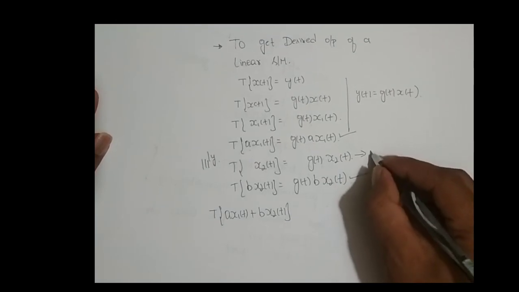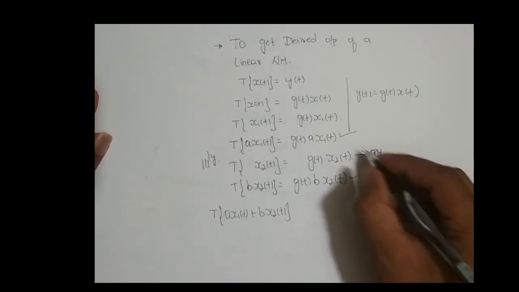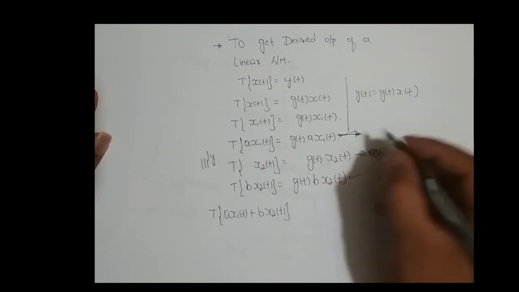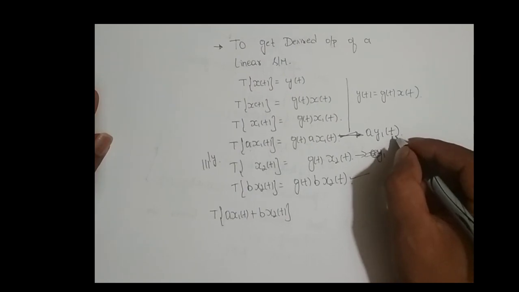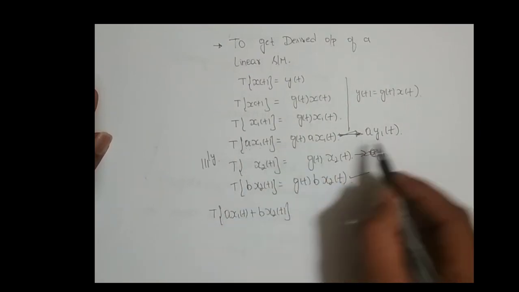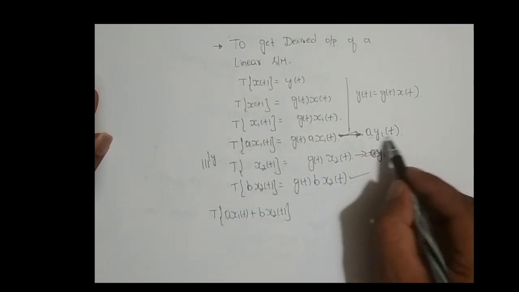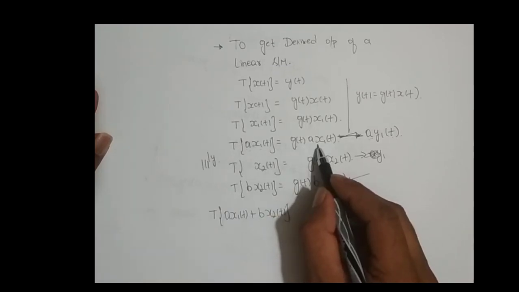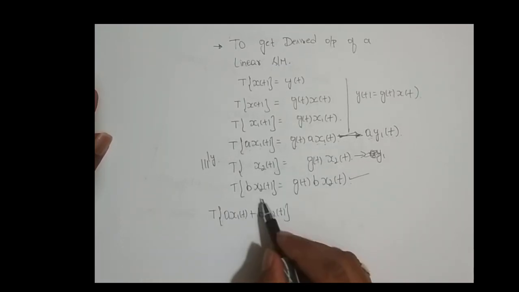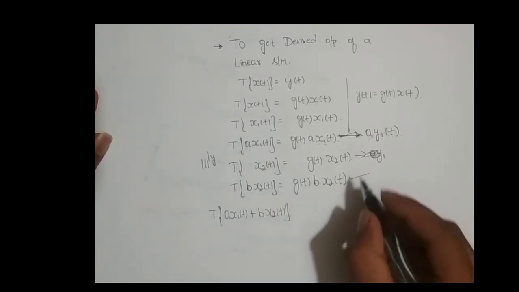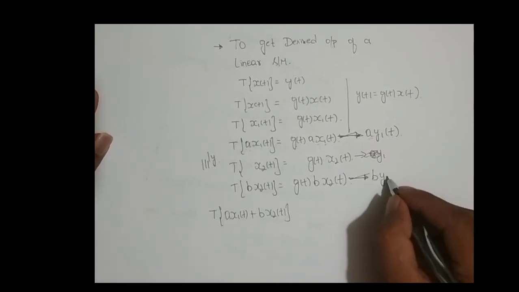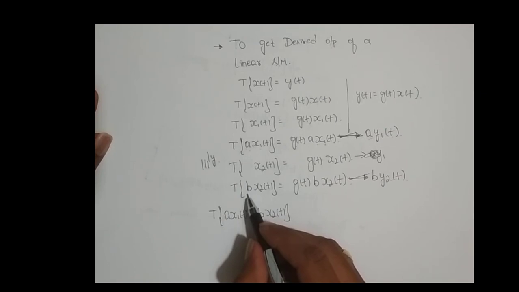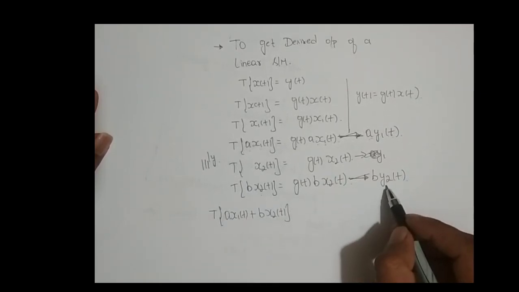Shall I write it as a times y1 of t? Not this one, so this equation. Shall I write it as a times y1 of t? Why did I write this? Because the linearity property says that for every scaled input I should get a scaled output, a times y1 of t. And what is the scaled output? It is nothing but g of t into a times x1 of t. And similarly, this is the scaled input for another input, so I can write it as b times y2 of t, right? So for every scaled input I should get a scaled output.